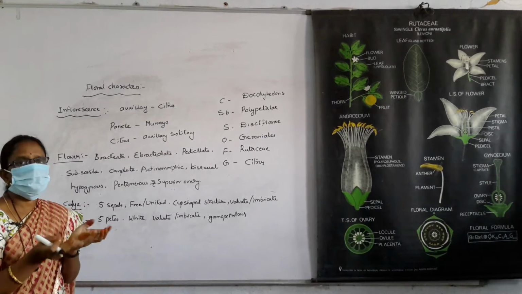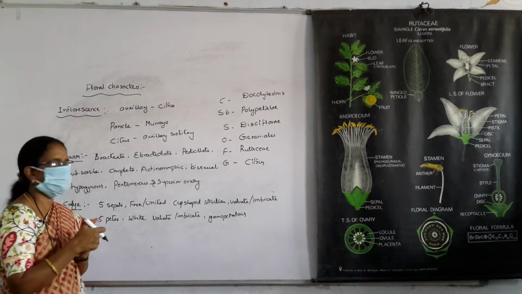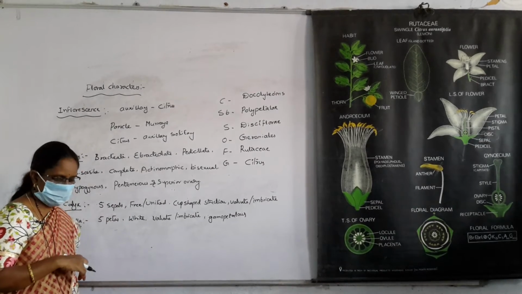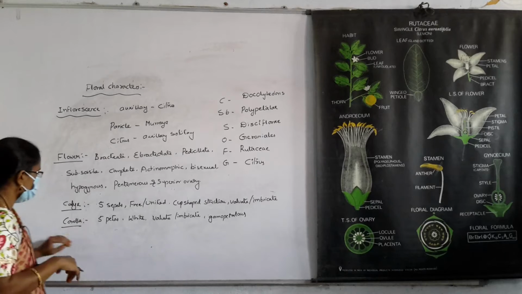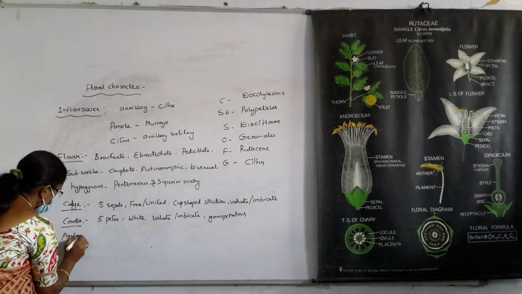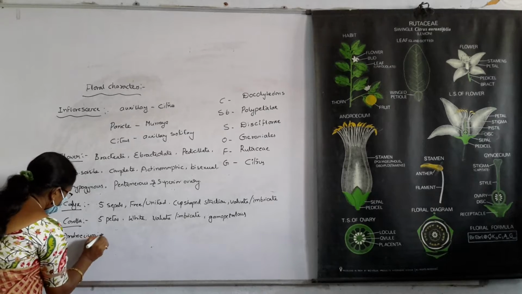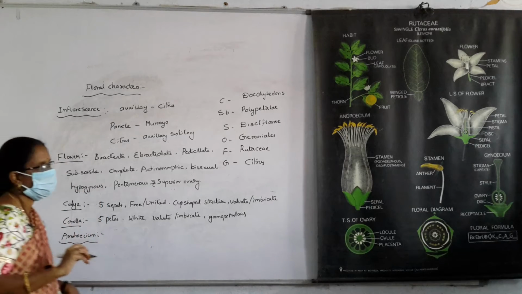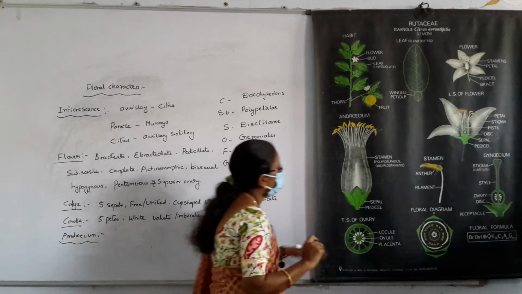Gamosepalous means the fused sepals. Fused sepals are called gamosepalous. And the next one is androecium. Androecium of Rutaceae plants.